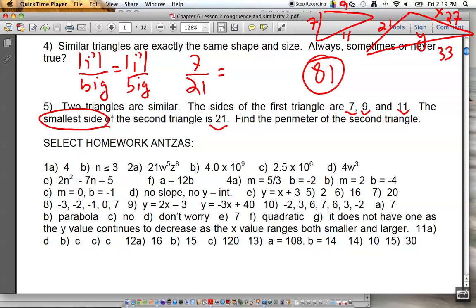Okay? So that's kind of a shortcut way to do that. When you see the ratio is 1 to 3, just multiply it by 3. Okay? We'll do plenty of others where we use the proportion in a couple of minutes. Any questions? All right.